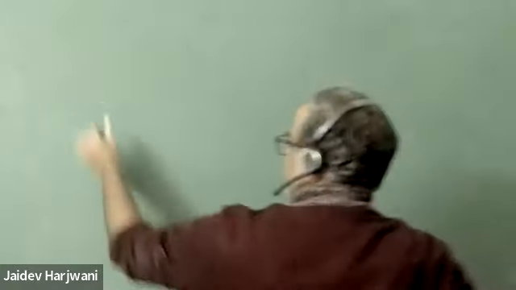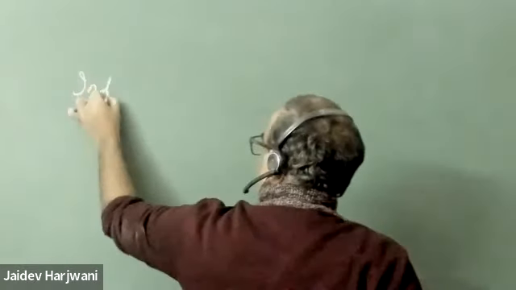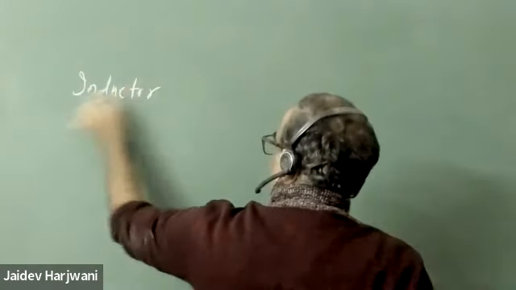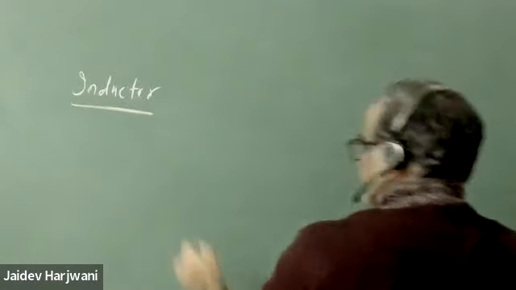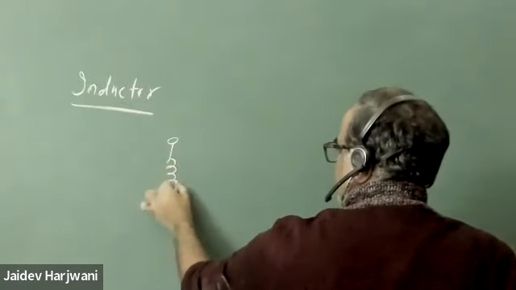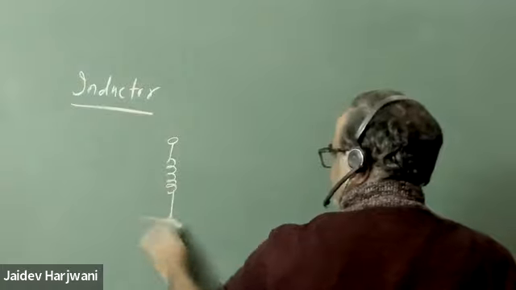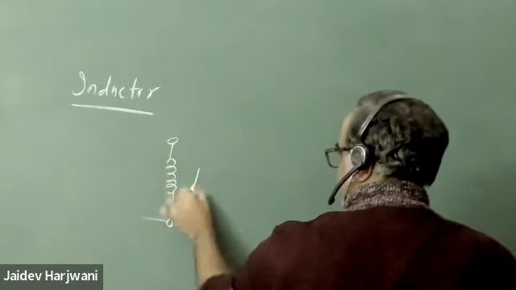So this was your capacitor. Okay, now let us discuss inductors. Put the heading: inductor. The circuit symbol for an inductor is this. So this is your inductor L.